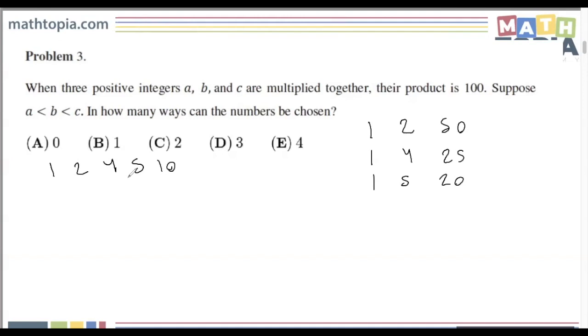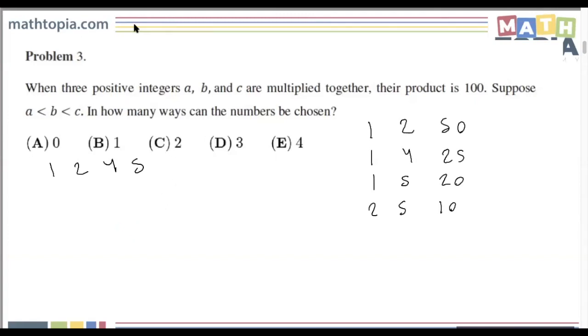And finally, if we use 10 in the problem, well, we can include 1 and 10, or we could include 2 and 5. Once again, though, equal numbers means that this is out. So we only have access to 2, 5, 10. And that's our 4th solution. And that gets rid of 10.